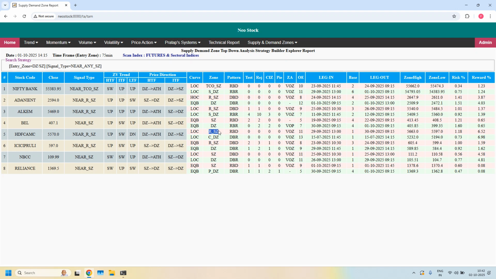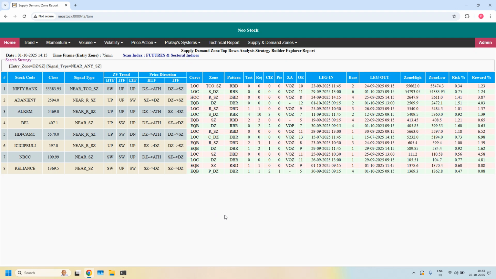Next one is HDFC AMC. I'm not considering C because the distance is almost 6%. During intraday, it is not easy to get into 6% move. Okay, next one is ICICI Prudential. That's it. We got 4 stocks from this list. So this is about high liquidity zone identification for daily and 75 minutes time frame.